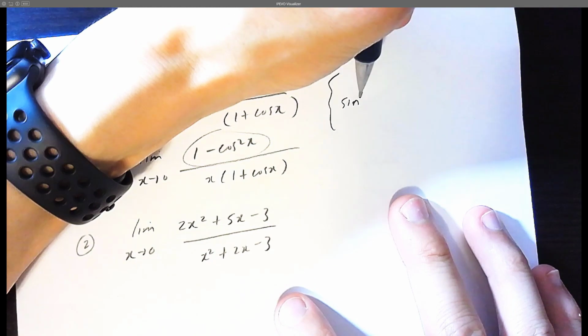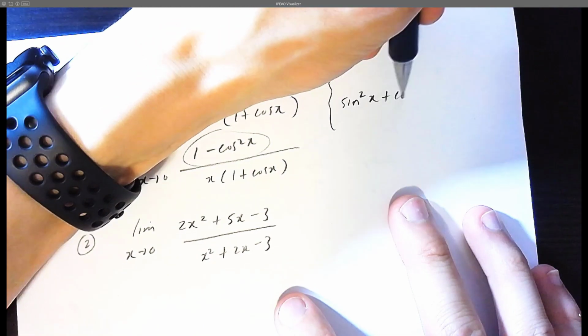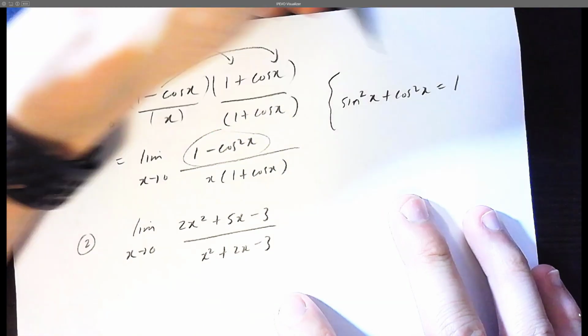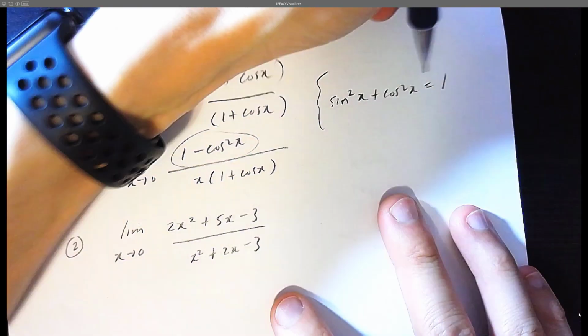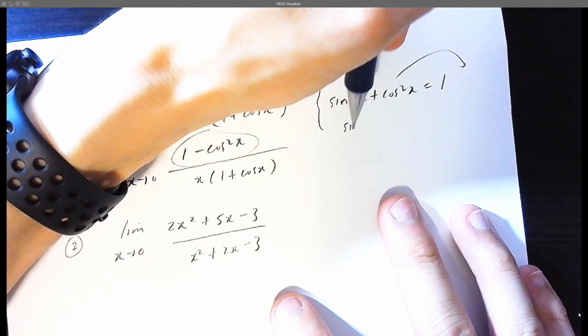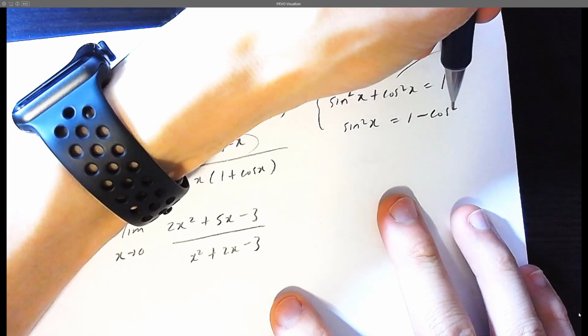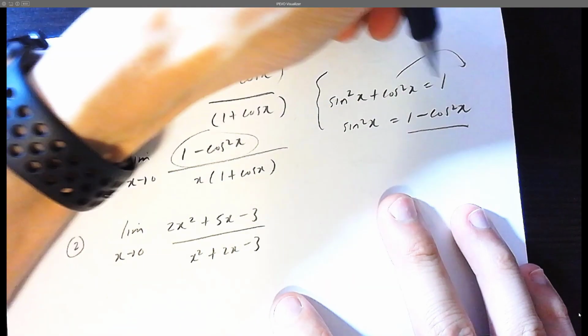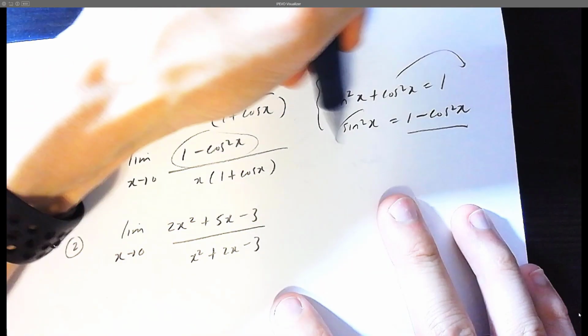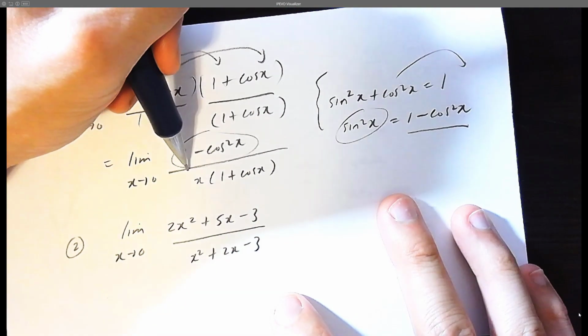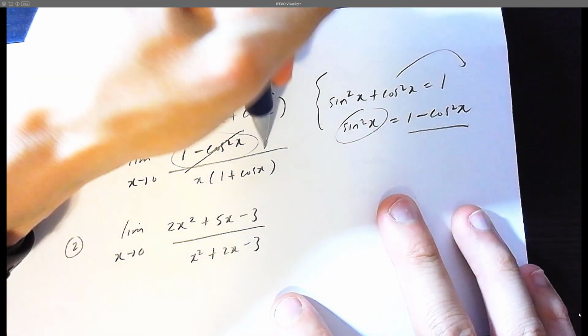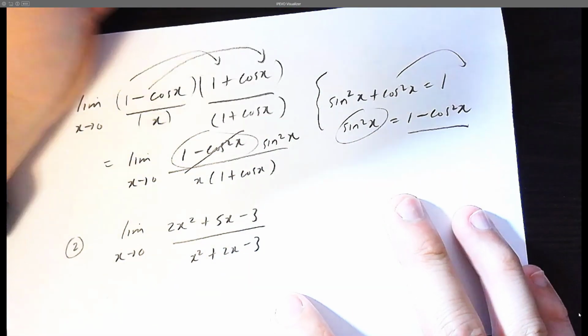Recall from trig identities that sine squared x plus cosine squared x equals 1. So when we're talking about 1 minus cosine squared x, we're just using algebra here. 1 minus cosine squared x is sine squared x. So we're going to replace this with sine squared x.